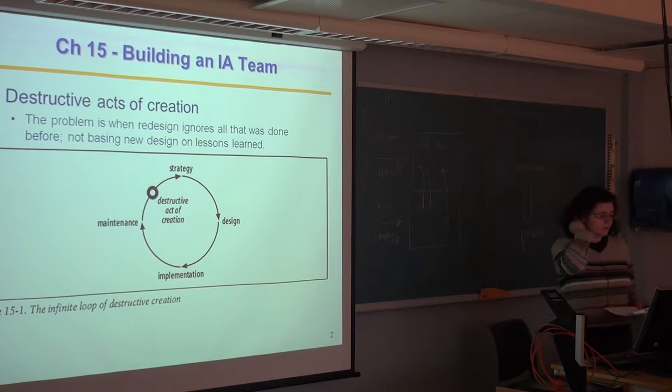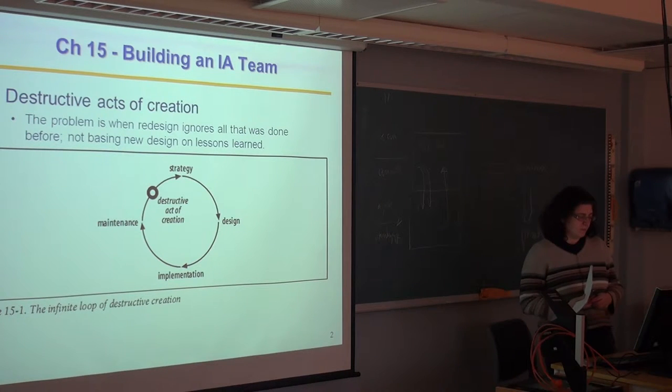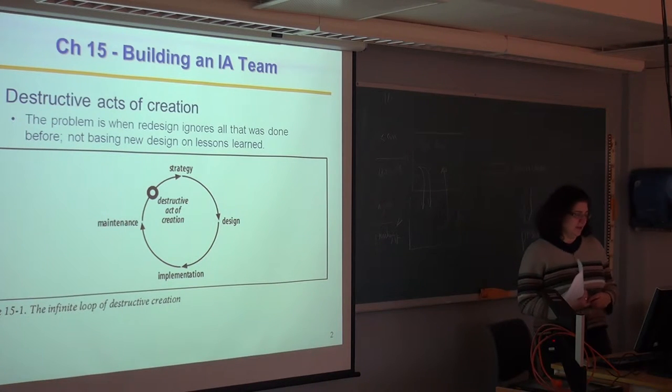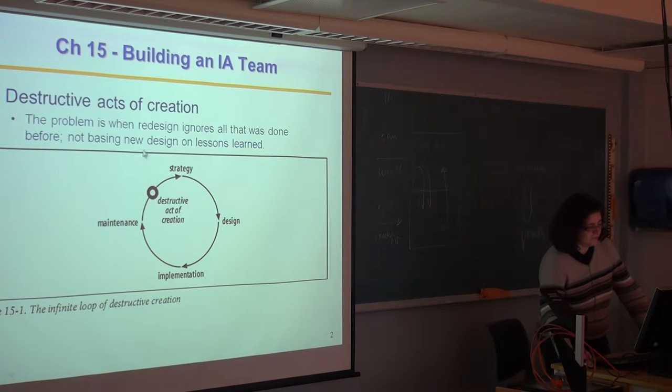The first thing they talk about is the destructive acts of creation, and the authors point out the problem that a lot of times when companies are redesigning their websites, they just want to destroy everything, take everything from before and forget about it and just start over again. This can be a problem because they're not really basing their new design on anything they learned from the past. So they would recommend a more evolutionary approach to change, taking some of the lessons learned from the past before designing the strategy for the new online site. So this circular point is the point of problem: there shouldn't be a complete break, but there should be some continuity.